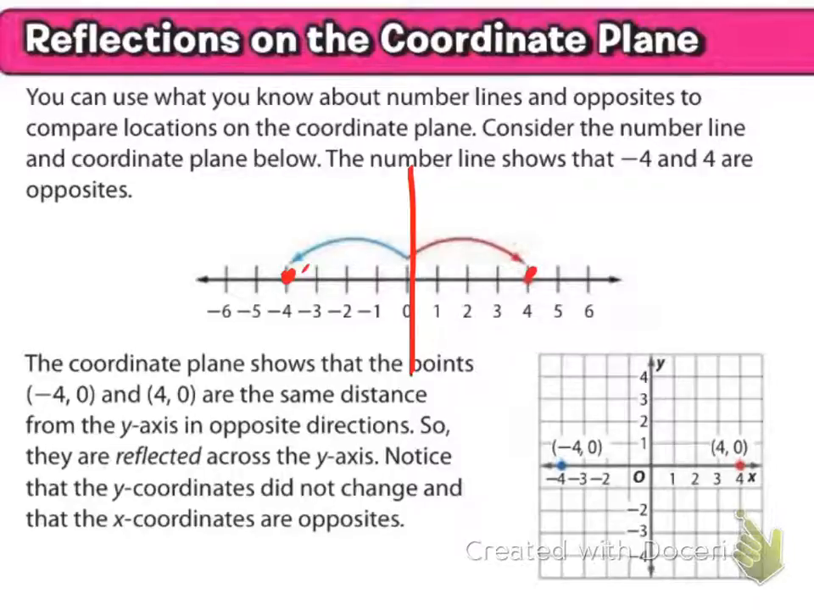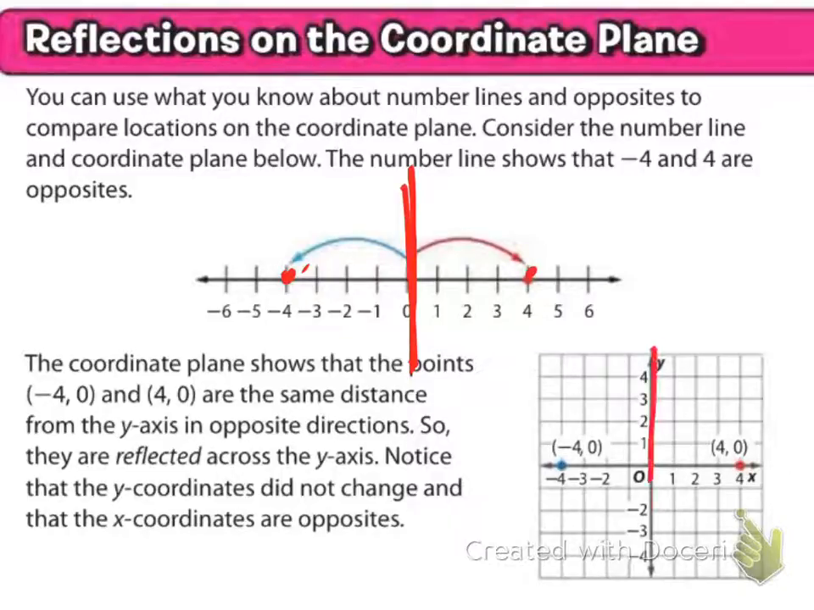Well, this is what would happen if I close the book, and this is the binding right here. These 2 points are kissing, because they're opposites, okay, -4 and +4. So the coordinate plane shows that the points -4, 0 and 4, 0 are the same distance from the y-axis in opposite directions. So they are reflected across the y-axis.